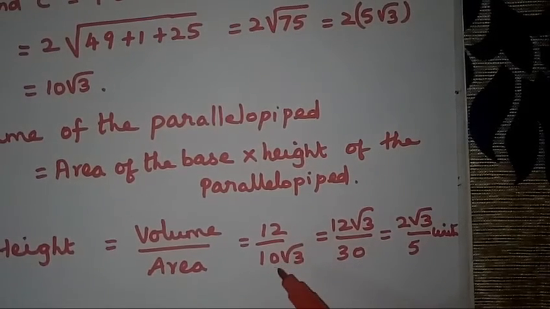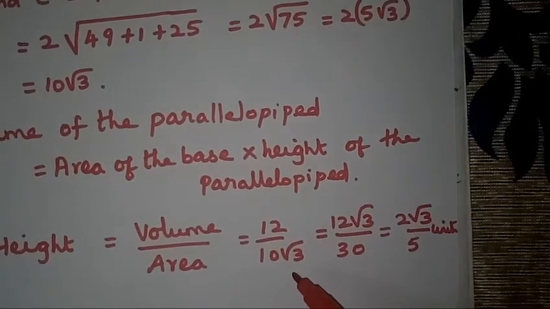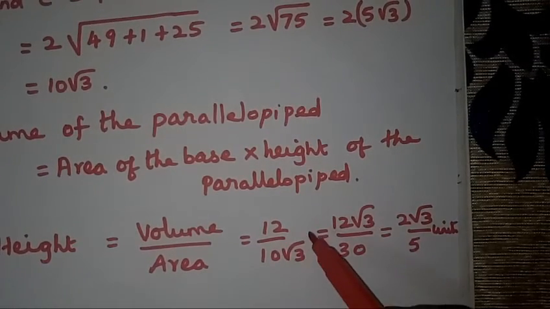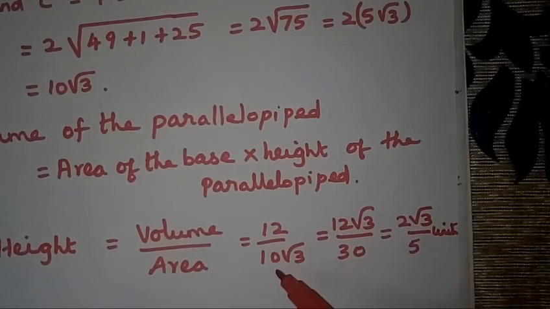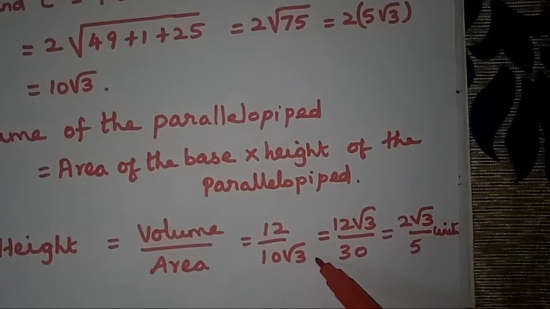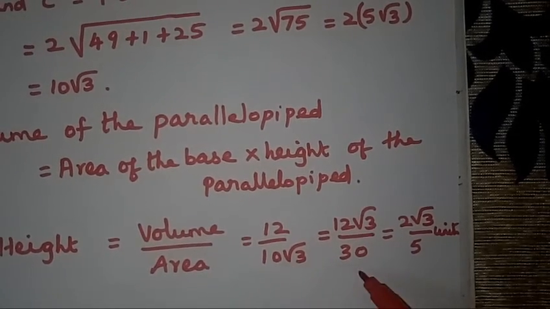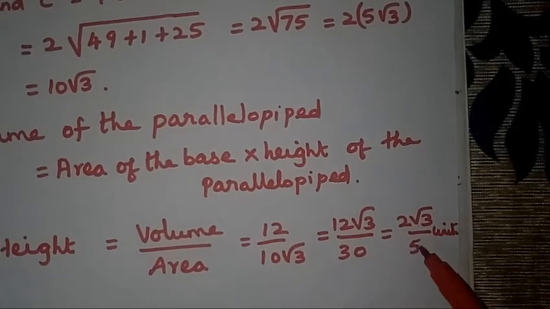Here we have an irrational number, root 3, in the denominator. I am multiplying the numerator and denominator by root 3. So 12 root 3 by 10 into root 3. Root 3 into root 3 is 3, and 3 into 10 is 30. Now you can cancel directly by 6. So it is 2 root 3 by 5.